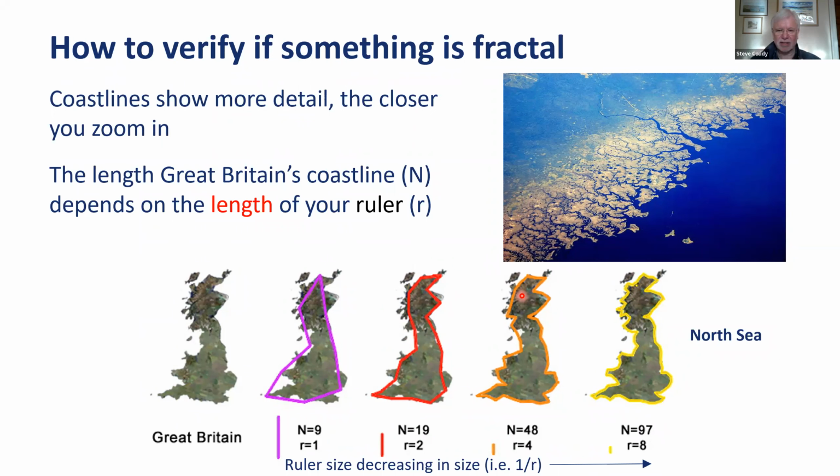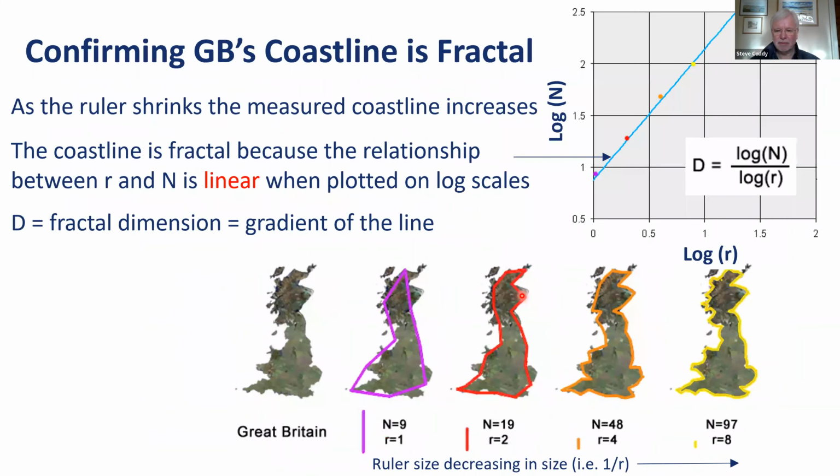So what can we do with that? Well, we plot the length of the ruler against the coastline measured on log scales. So shown here are 4 coastlines in different colors, and there they are on this plot. And what you notice is that they're in a straight line on a log scale. The fractal dimension is the gradient of that line.